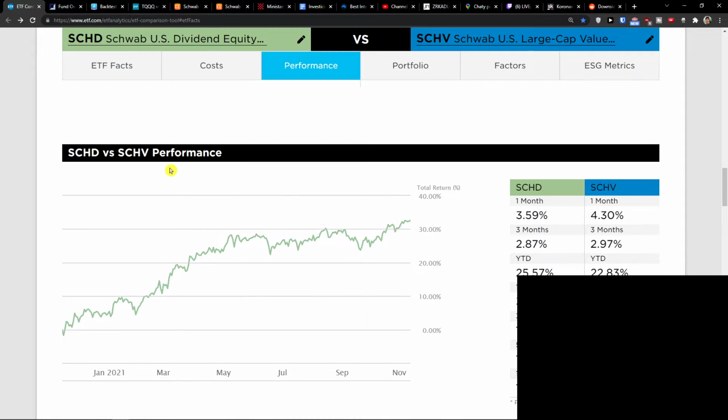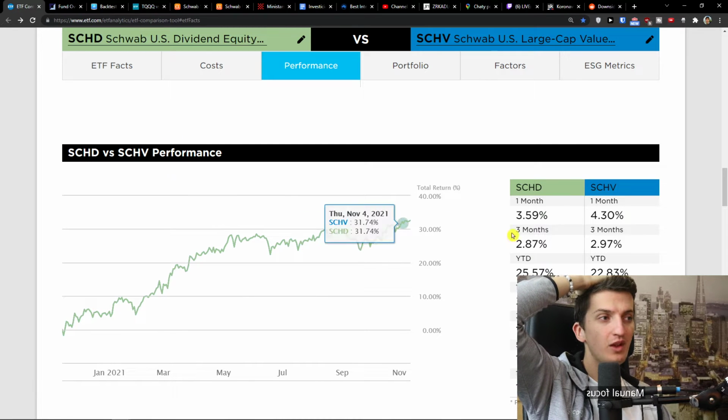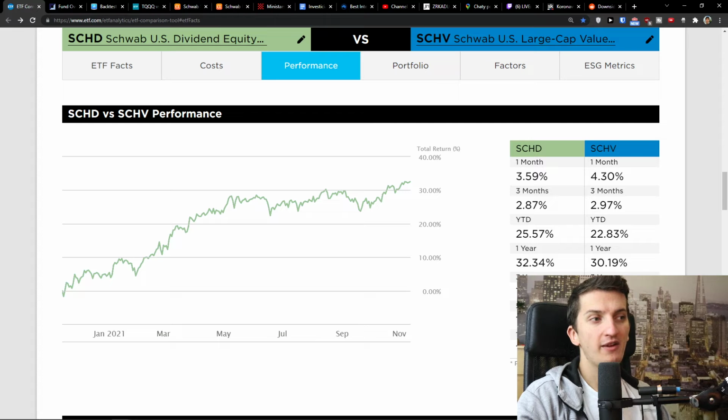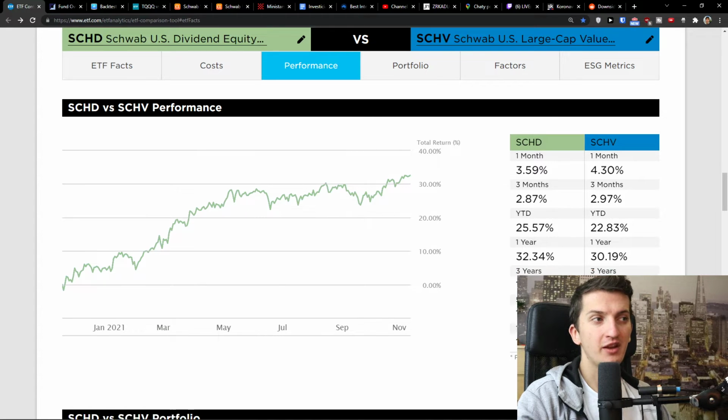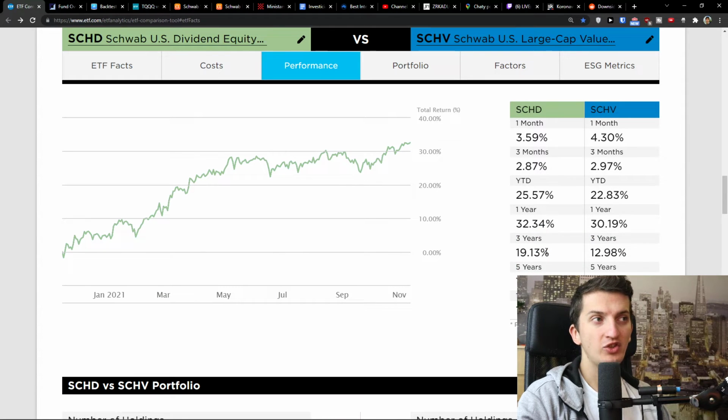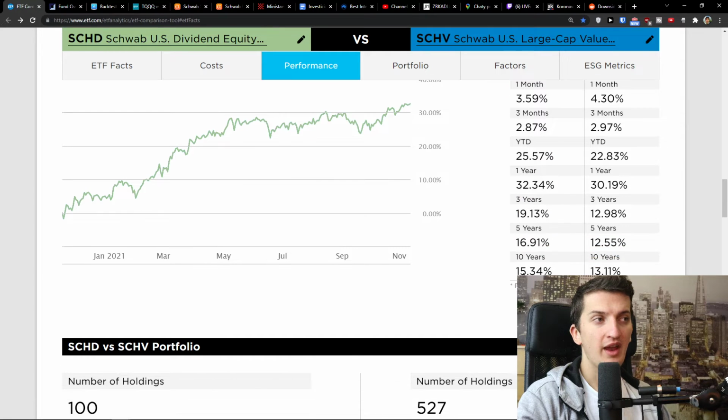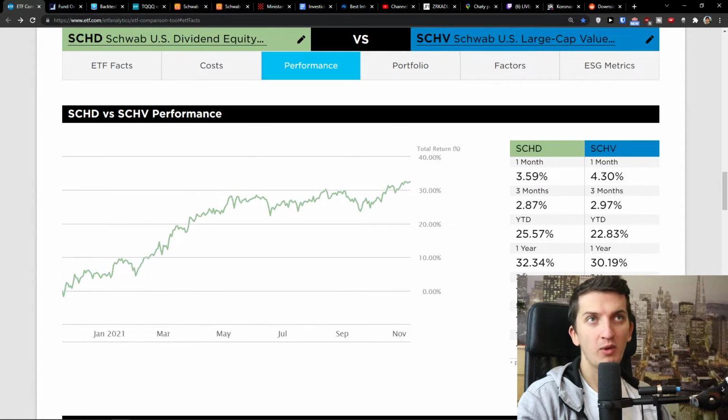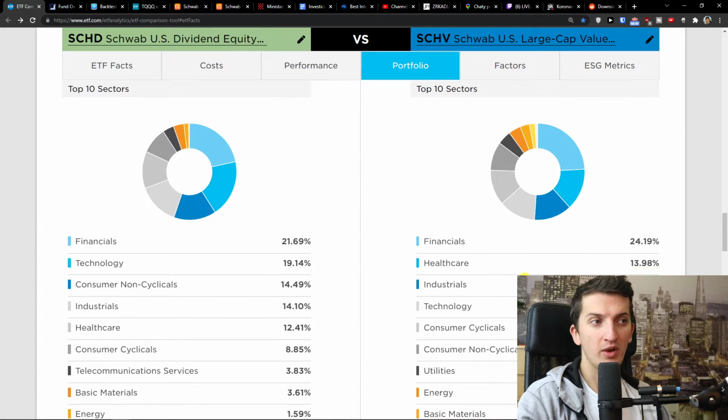When we look at the performance right here, we can see clearly that 5 years back, 10 years back, 3 years back, SCHD was outperforming. And that's pretty much it. And we will look at a backtest to see how well it did.